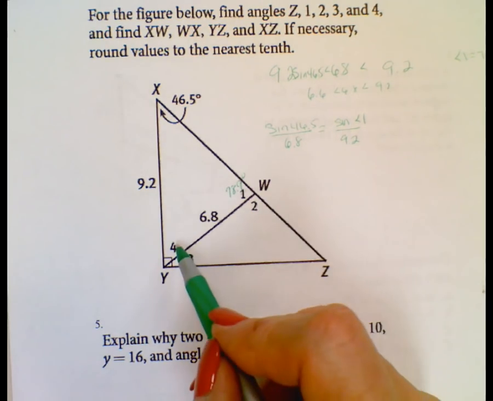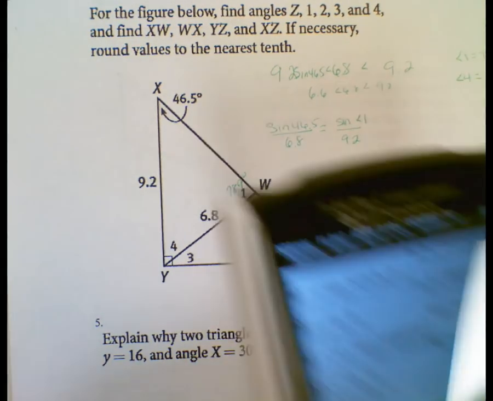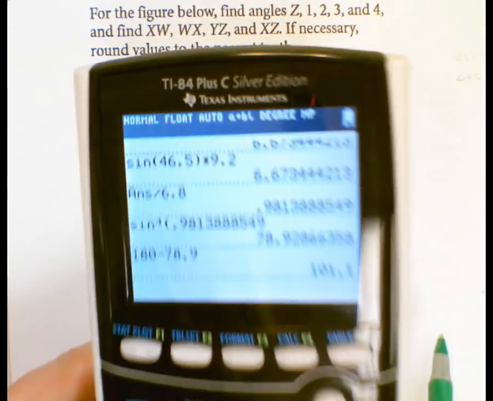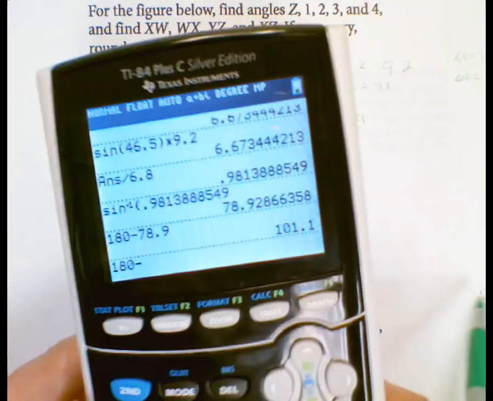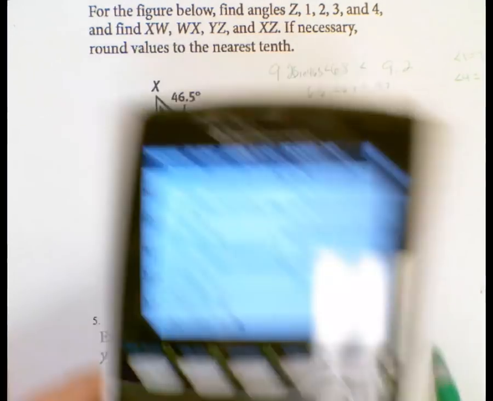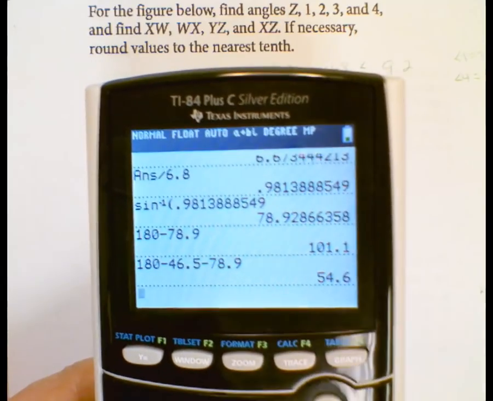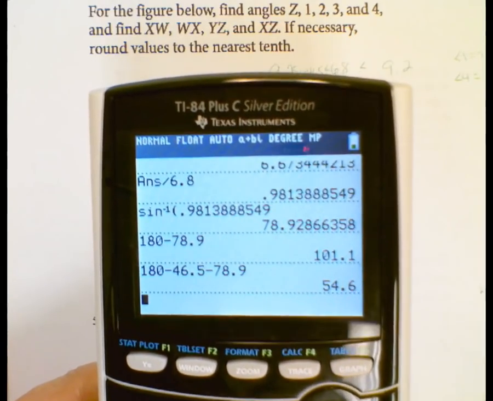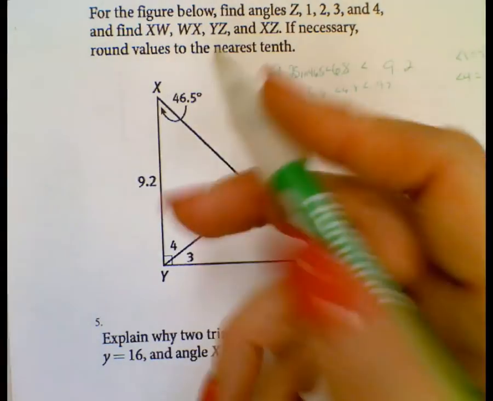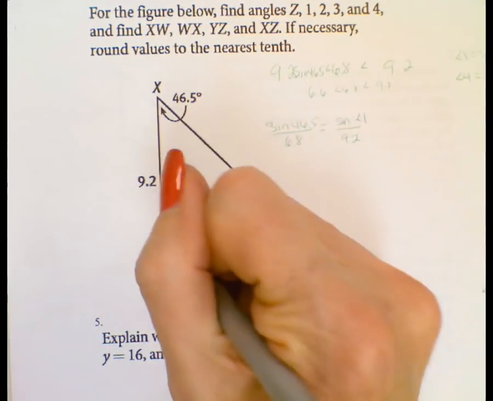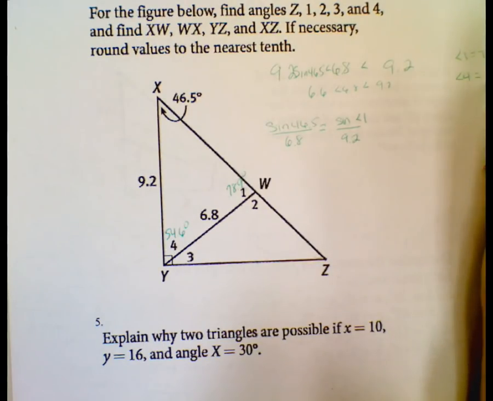So the other angle, angle 4, is the next one we're going to find. That is going to be 180 minus this angle and this angle. So 46.5 and 78.9. I'm changing to a different pen. I need my red marker. Okay, it's 54.6. Actually, I'll keep it in. So this one's 54.6 degrees, so that's 54.6 degrees.